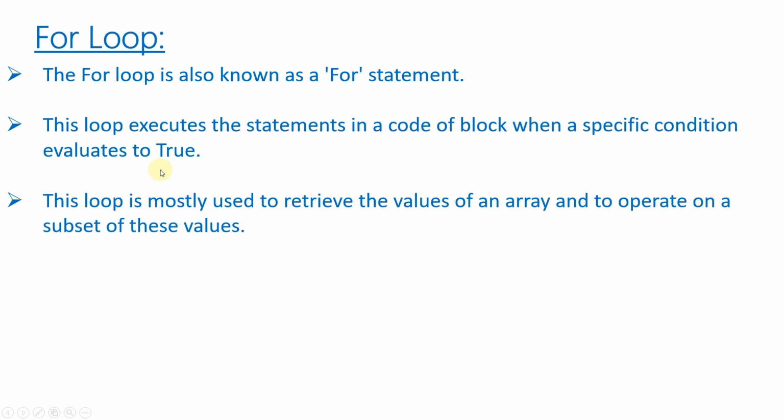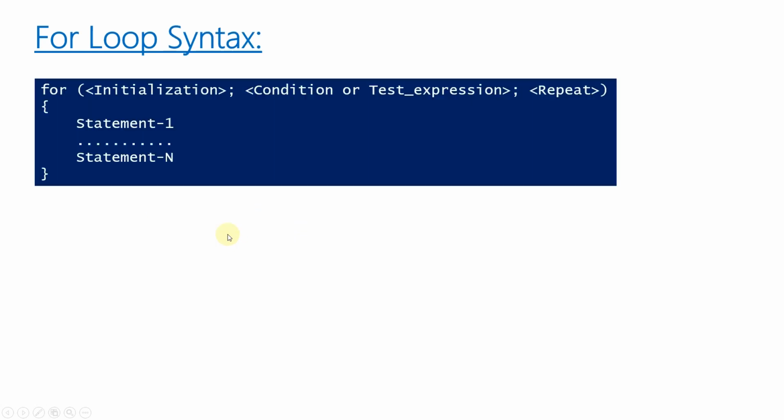And this loop is mostly used to retrieve the values of an array. So if we have an array and we want to retrieve values, either all the elements of the array or some subset of these values, then we can use the for loop. And here you can see the syntax of the for loop.